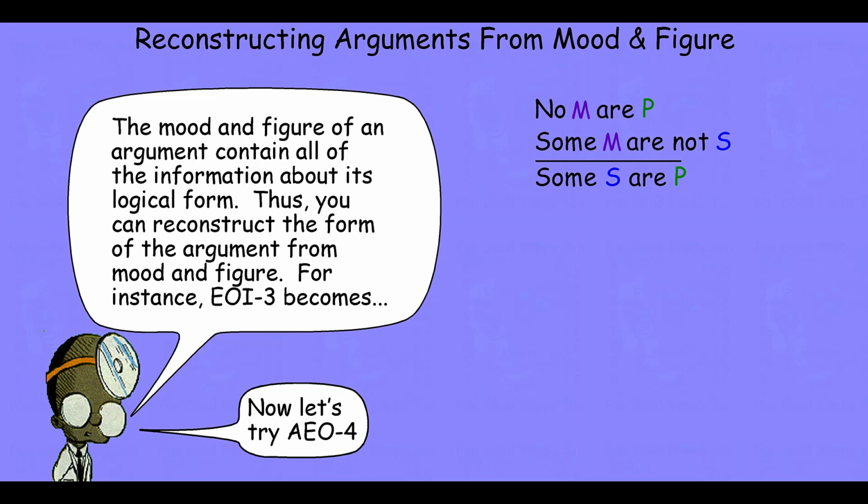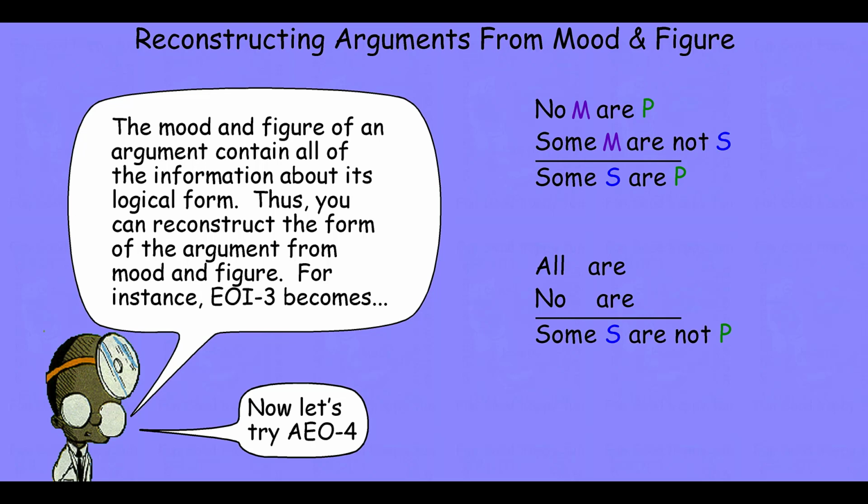Once again, we use those mood letters to give us our quantifiers and copulas for each of the first two premises. Our type A is a universal affirmative, so our quantifier is "all," our copula is "are." Type E is a universal negative, so our quantifier is "no," and our copula is "are." Our O is a particular negative, that'll be our conclusion. We know that the conclusion has the minor term in the subject slot and the major term in the predicate slot, so we can write those in like so, and we get "Some S are not P."